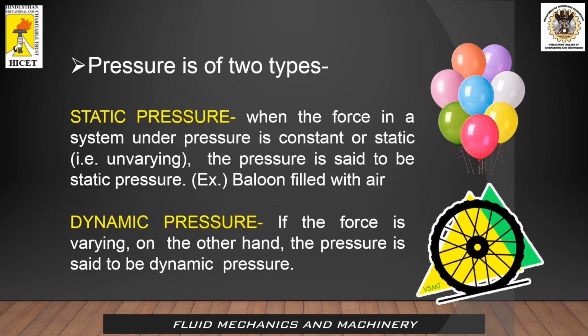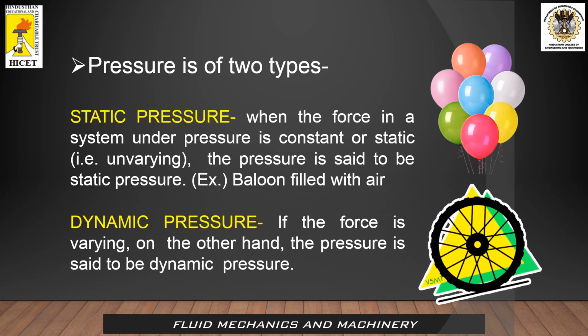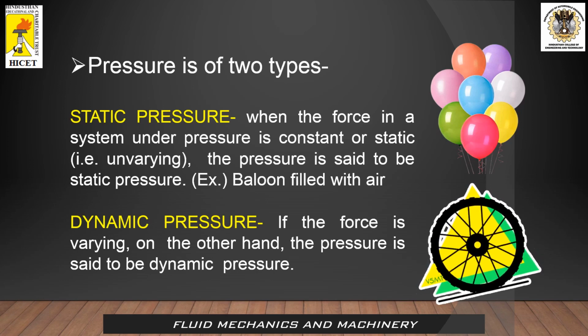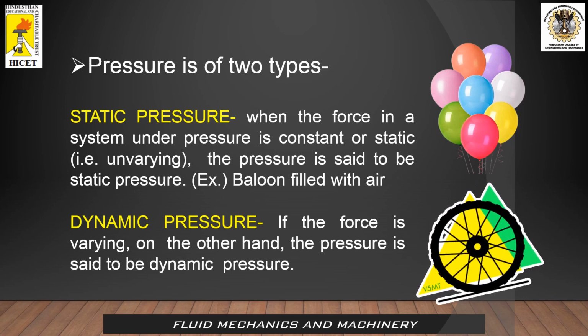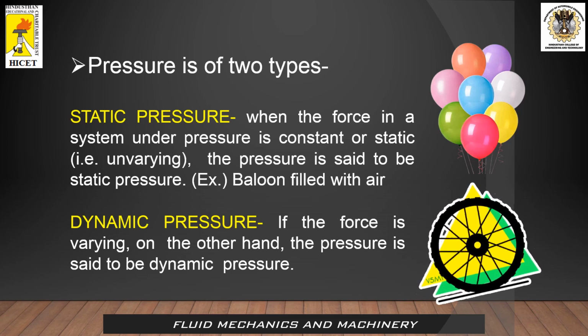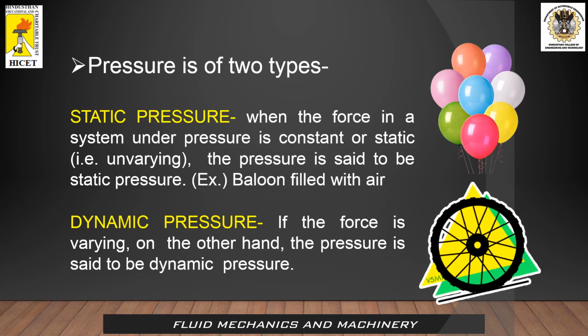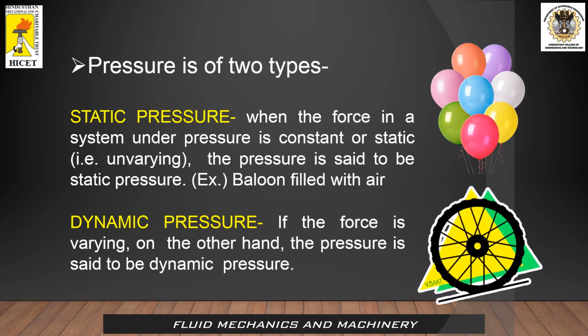In the case of dynamic pressure, we have numerous examples, but as shown in the picture, the tires, also known as pneumatic tires, contain air inside, which is a fluid. When the tires are in motion, the air pressure varies inside the tire, which is a good example of a dynamic pressure condition.